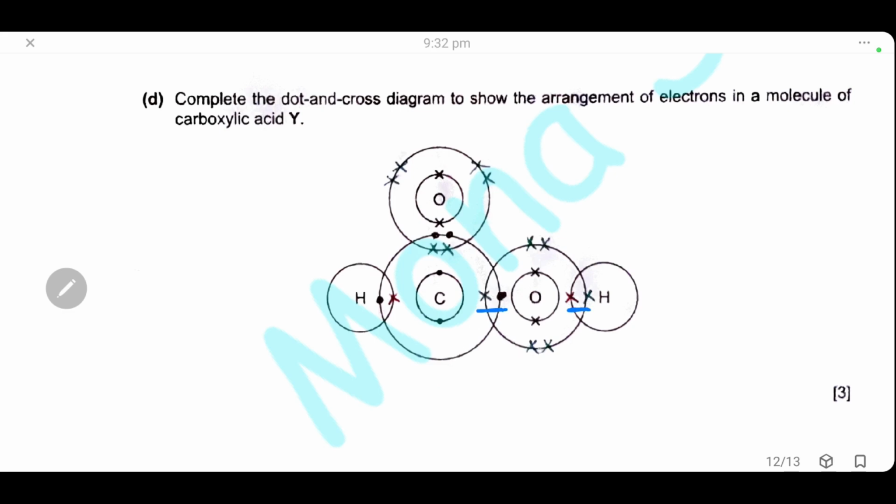Then we will complete the outer shell of oxygen to be 8 electrons. So we will draw the lone pairs of electrons. Oxygen has 2 lone pairs. The total number of electrons around the oxygen atom will be 8. Then here we have another single bond between carbon and hydrogen, 1 electron from each atom, and a double bond between the oxygen and carbon. Here 2 electrons from oxygen and 2 electrons from carbon, and again don't forget the lone pairs of electrons for the oxygen atom.